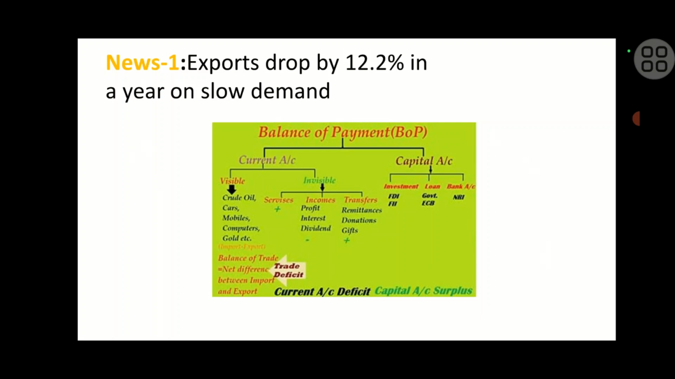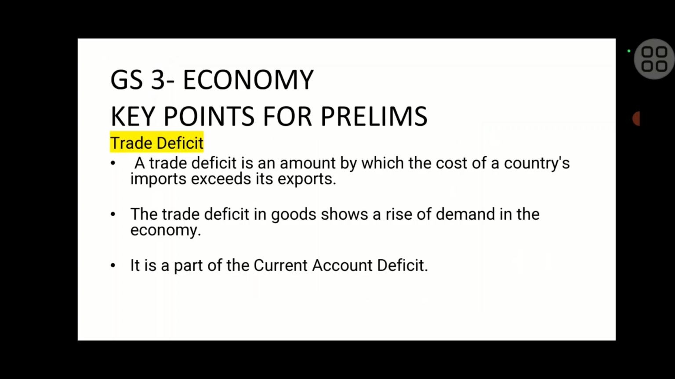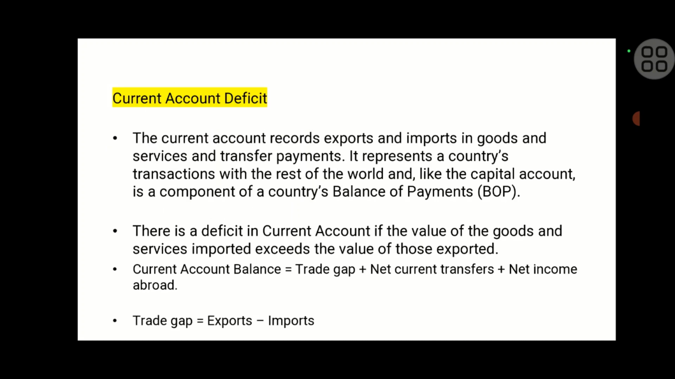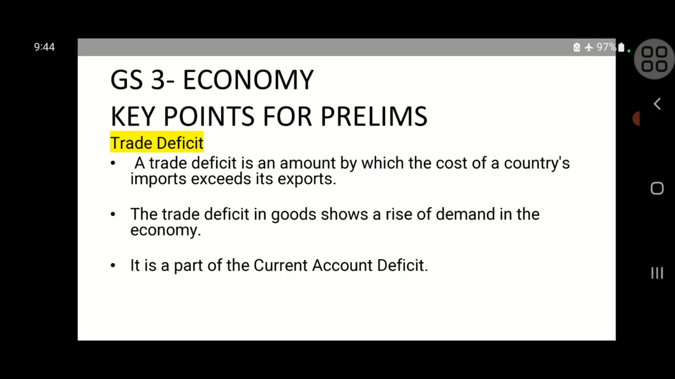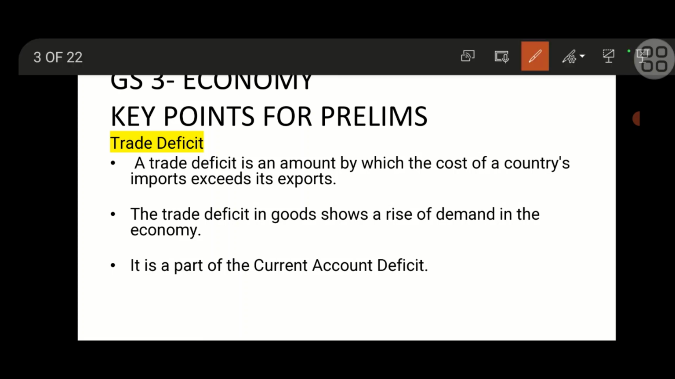So, to start with, the first news is exports drop this year because of slow demand. All you need to know for prelims is about trade deficit and capital account. So trade deficit is an amount by which the country's imports exceed its exports. Okay, that is called trade deficit. Very basic. When a country's import is higher than its exports, then it is called trade deficit.